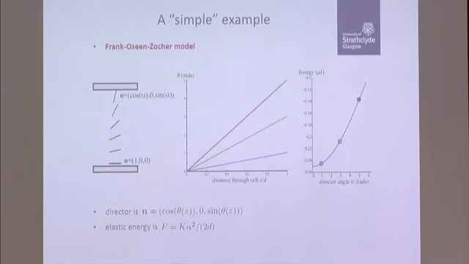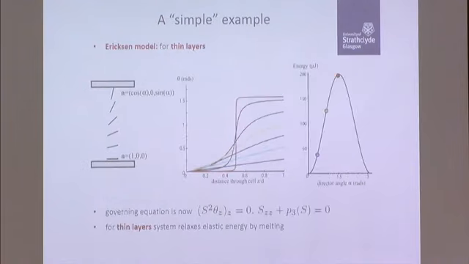It will keep going on forever. This is because I'm using a director-only model, and also because I've got strong anchoring. If I go to an Ericksen model for very thin layers, then this is what happens. For small director angles, as I slowly increase the elastic energy, I do get this quadratic behavior of the elastic energy as a function of theta.